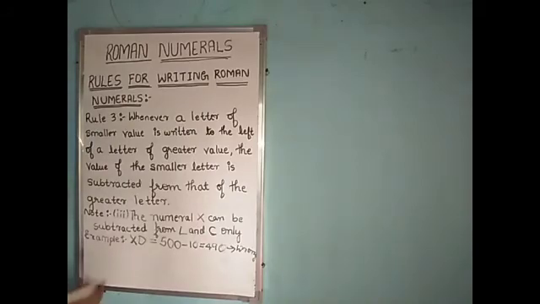If we take CDXC. Here D is a letter of a greater value and C is a letter of a smaller value. Here letter of smaller value is written to the left side of letter of greater value.